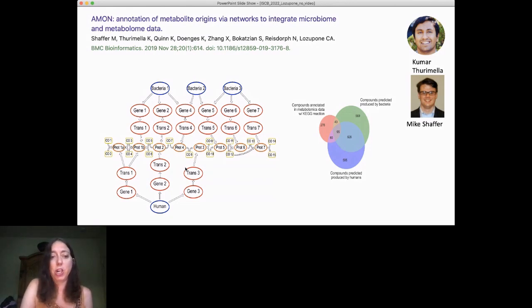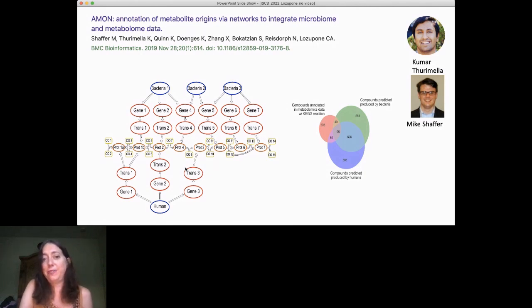And Ammon will determine whether the compounds that you've observed in your metabolome could have only been produced by bacteria. So for instance, compounds 14 and 15 on the right would be bacteria-only metabolites. Ones that could only be made by the human, so compounds 3 and 4 on the left, would be only made by the human, or ones that could be made either by the human or the microbiome. So those are both. So on the right is a Venn diagram showing the results of applying Ammon. We have compounds in green that were predicted to be only produced by bacteria. On the bottom in purple, predicted only to be produced by humans, and in the middle in blue, that could be from both. And then on the left, we have compounds actually annotated in our metabolomics data set.